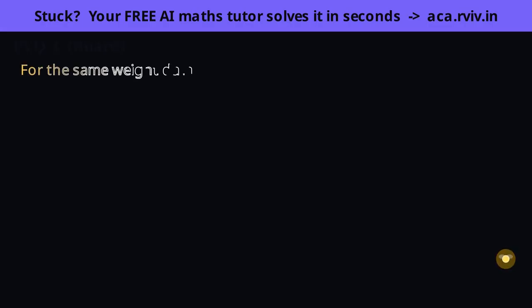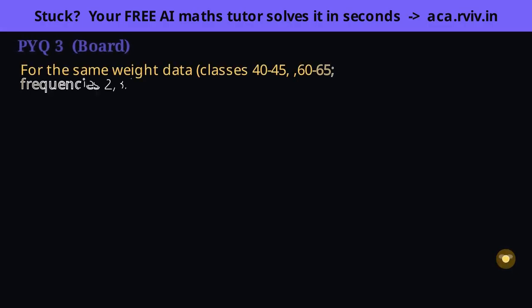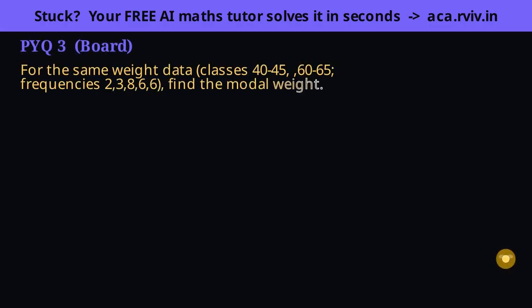The same weight data, now through the mode lens, a nice cross-check. Same data as the last question, now for the mode. So we look for the tallest bar. The highest frequency is 8, so 50 to 55 is the modal class, the very same class the median fell in.